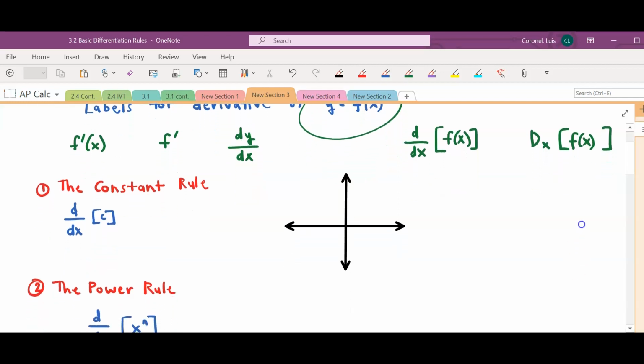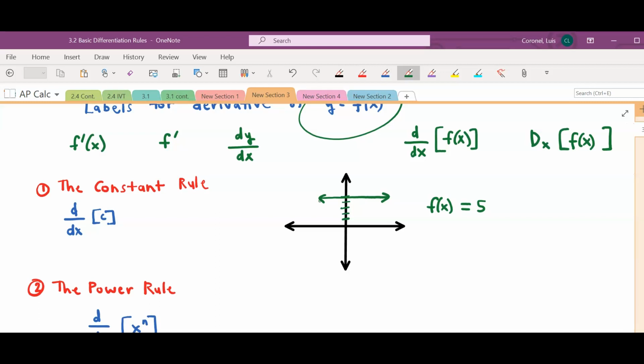So let's look at number one, the constant rule. The constant rule means we have a line, we have a graph. Let's say the graph is f of x equals 5. So let's graph it. F of x equals 5. 1, 2, 3, 4, 5. So our graph passes through 5 on the y-axis, and that's our constant. Our constant is 5.